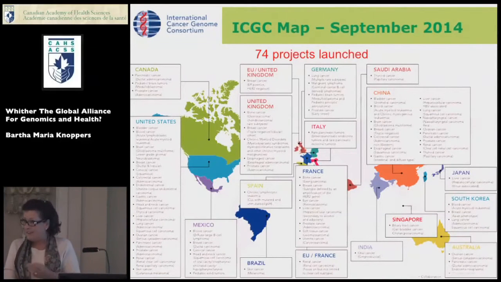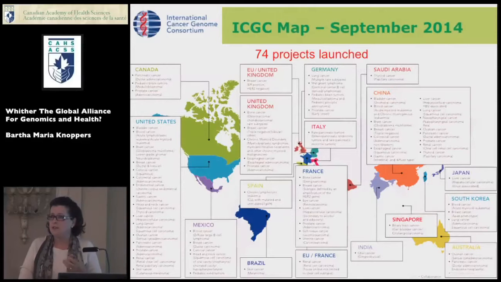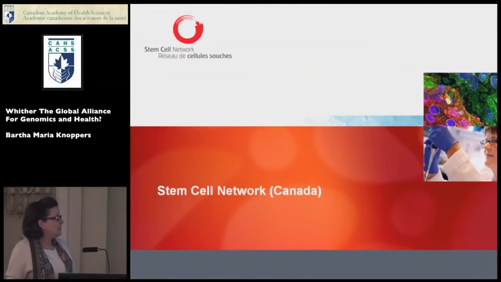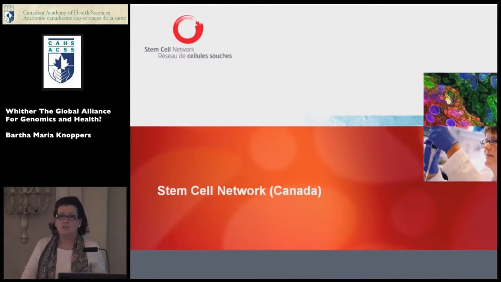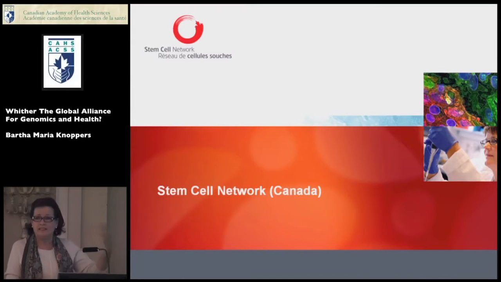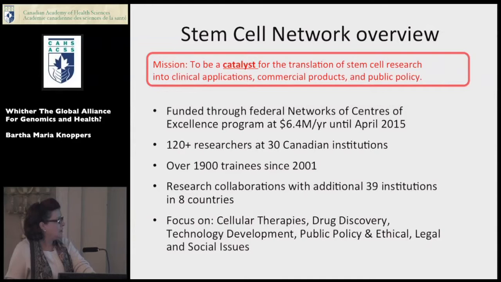Ending with Canada, it is home, as you know, to the International Cancer Genome Consortium, 74 projects, and the policy base and everything was developed here. The Data Access Office is in Canada. We're also seeing the end of a very successful network in Canada, which is the stem cell network. Like all NCEs, they have a 14-year lifespan. We have over 1,900 trainees in the stem cell network since it was launched in 2001, with 39 institutions in 8 countries and so on.